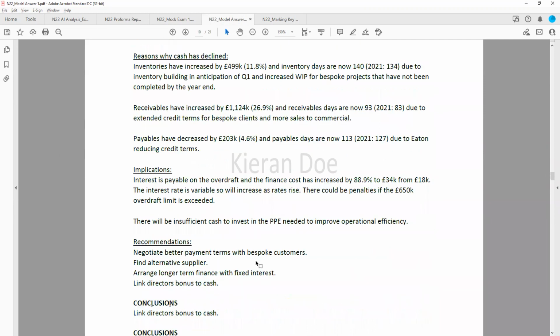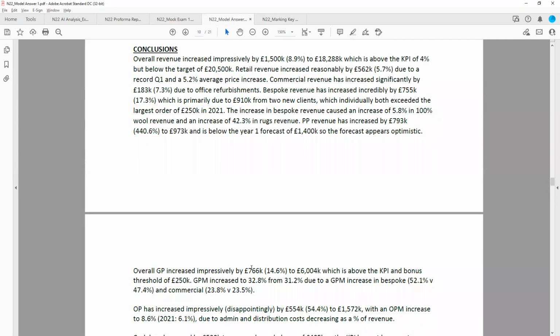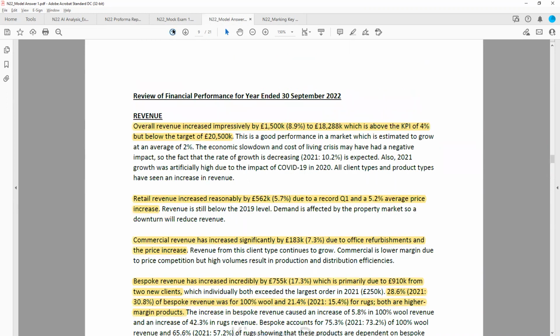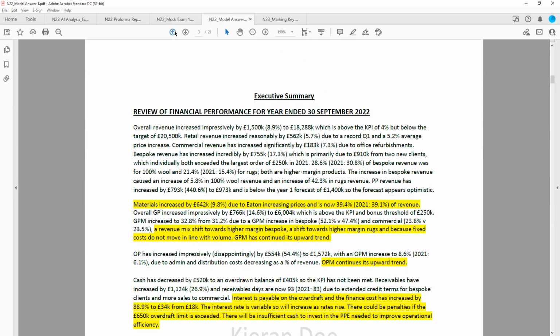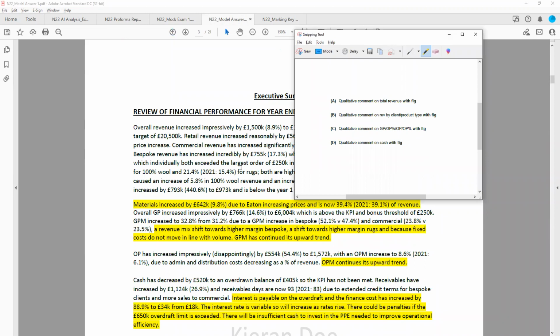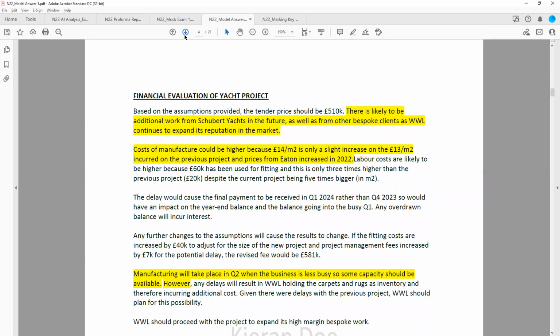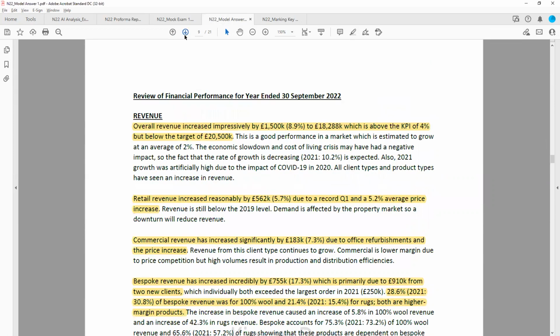So now we need to do a summary. If you're doing a summary of the performance of the year, it's going to be the same. We're summarizing exactly the same thing we concluded on. What's the difference between a conclusion and a summary? There isn't much of a difference between the two. We've concluded on what's happened in the year. So, revenue's gone up. It's still below the target.